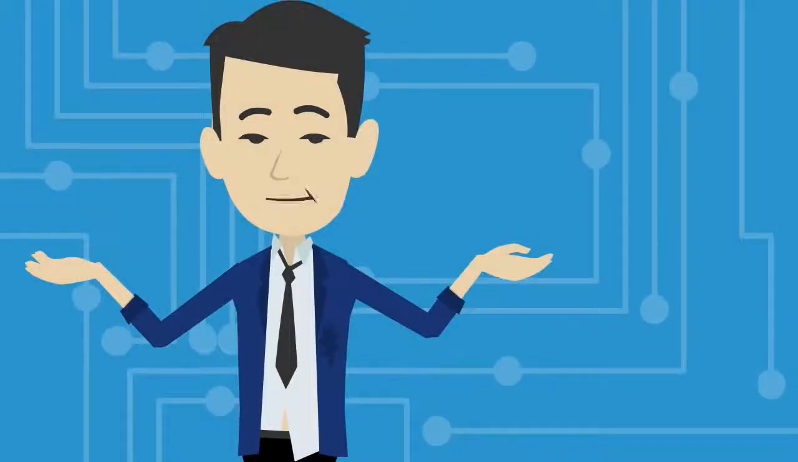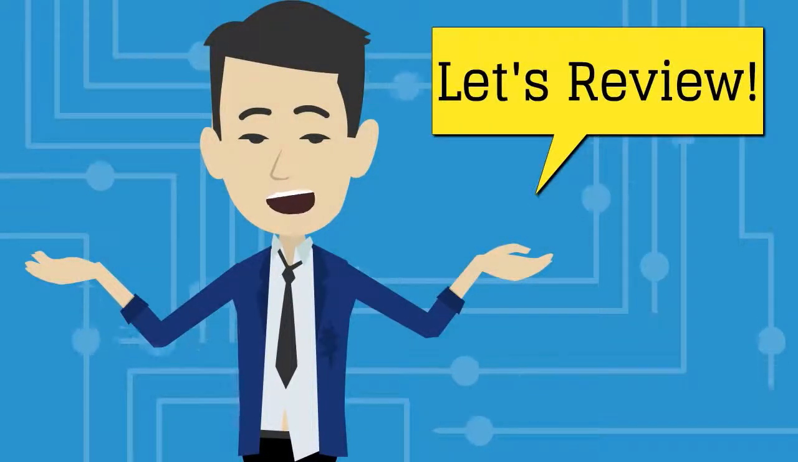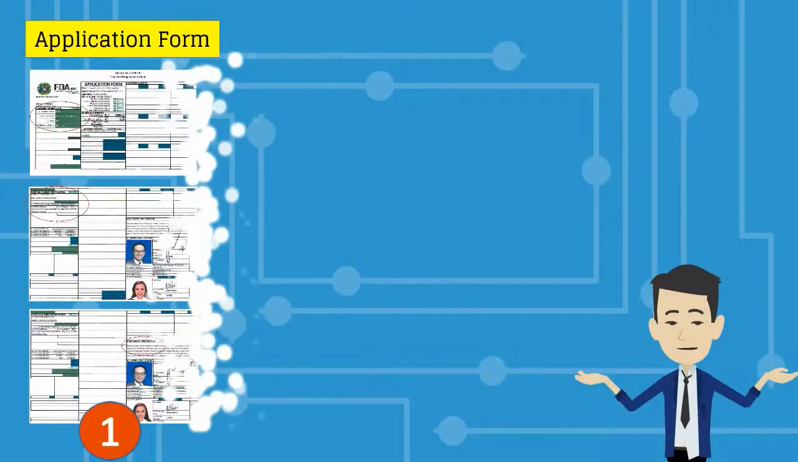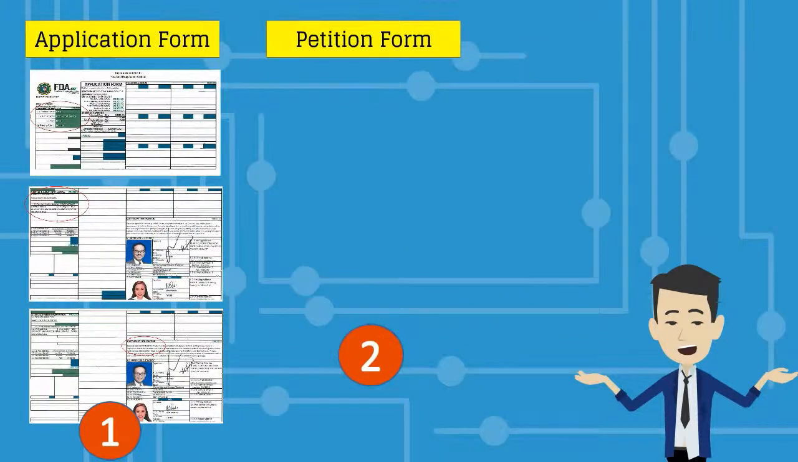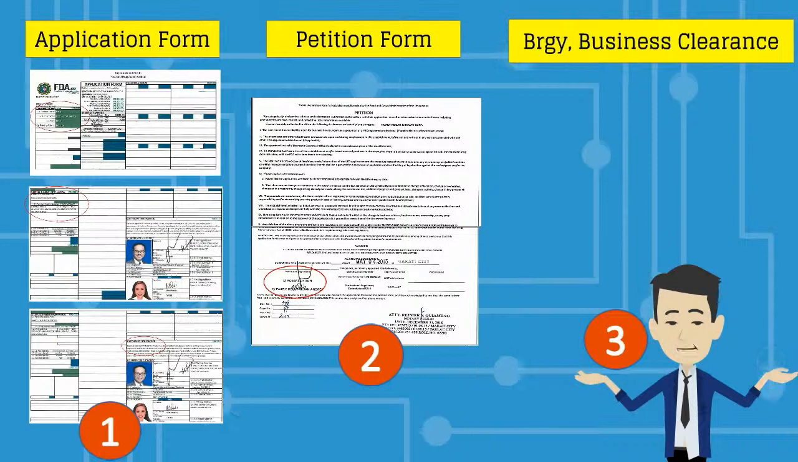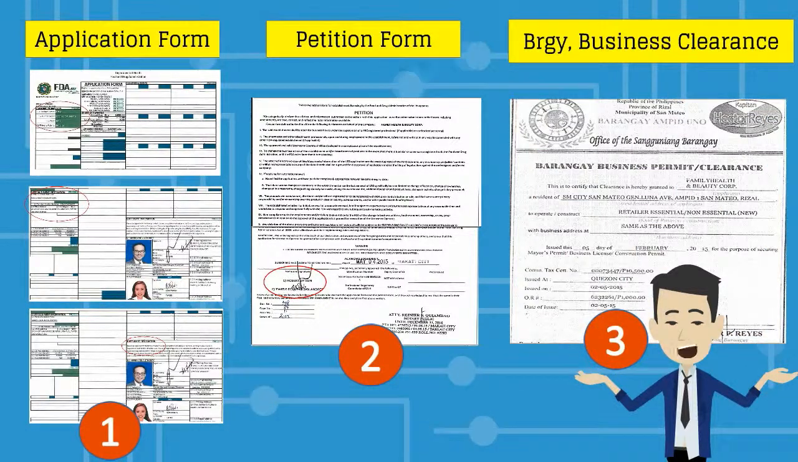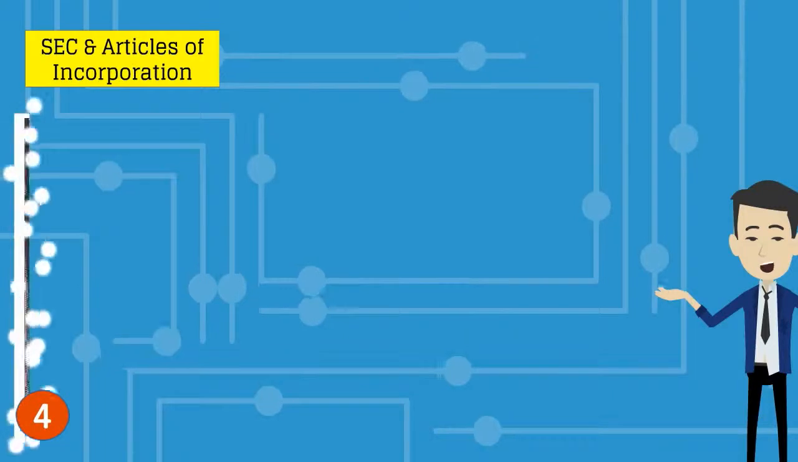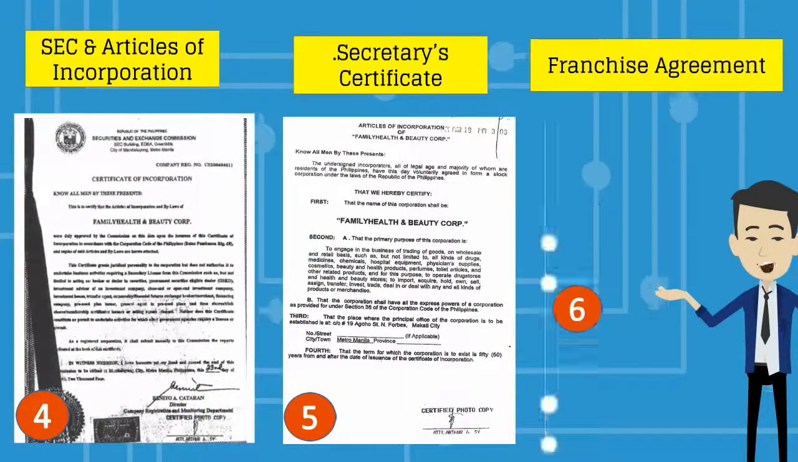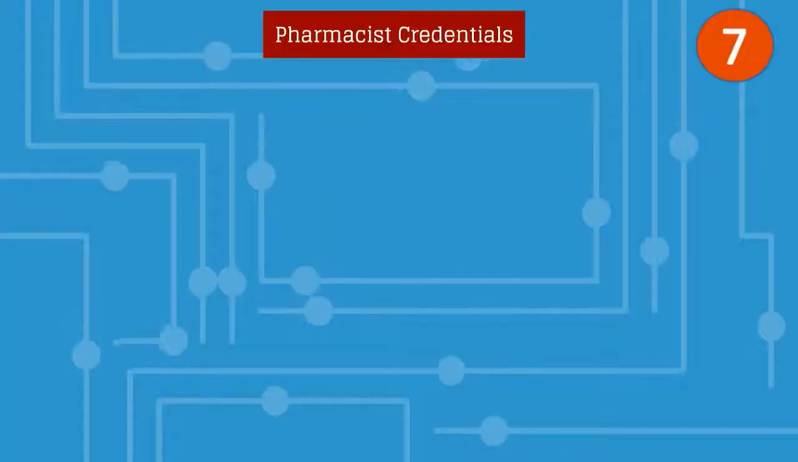Applying for LTO is easy. So together, let's review the list of documentary requirements. The 14 documents required for the application of LTO are the following: 1. Application form. 2. Petition form. 3. Barangay business clearance. 4. SEC and articles of incorporation. 5. Secretary's certificate. 6. Franchise agreement. 7.